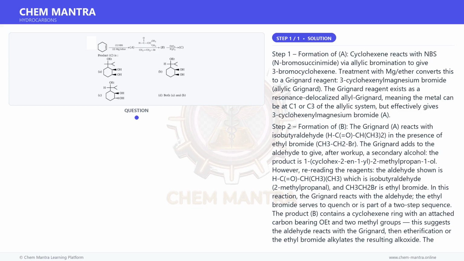Step 1. Formation of A. Cyclohexene reacts with NBS, N-bromosuccinimide, via allylic bromination to give 3-bromocyclohexene. Treatment with magnesium in ether converts this to a Grignard reagent, 3-cyclohexenyl magnesium bromide, an allylic Grignard. The Grignard reagent exists as a resonance-delocalized allyl Grignard, meaning the metal can be at C1 or C3 of the allylic system, but effectively gives 3-cyclohexenyl magnesium bromide, A.